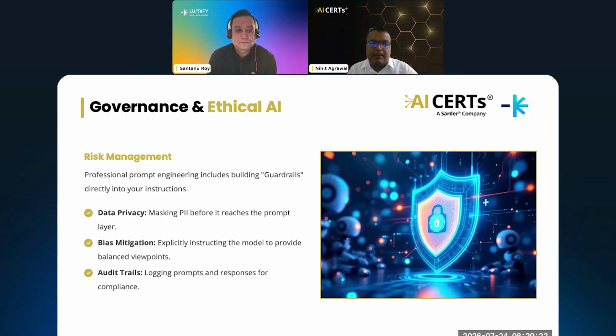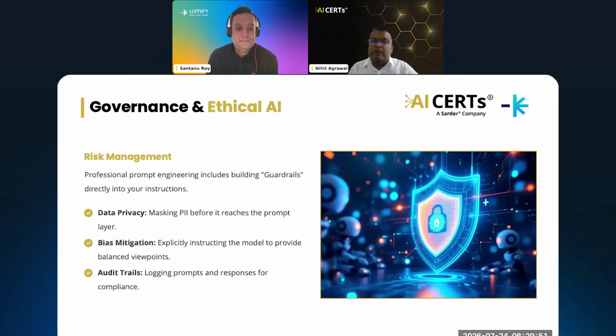Second is bias mitigation. AI models learn from large amounts of data. So we might instruct the AI to present multiple perspectives, consider alternative viewpoints, and avoid making unsupported assumptions. By this, we improve fairness and reduce the risk of one-sided or misleading outputs.